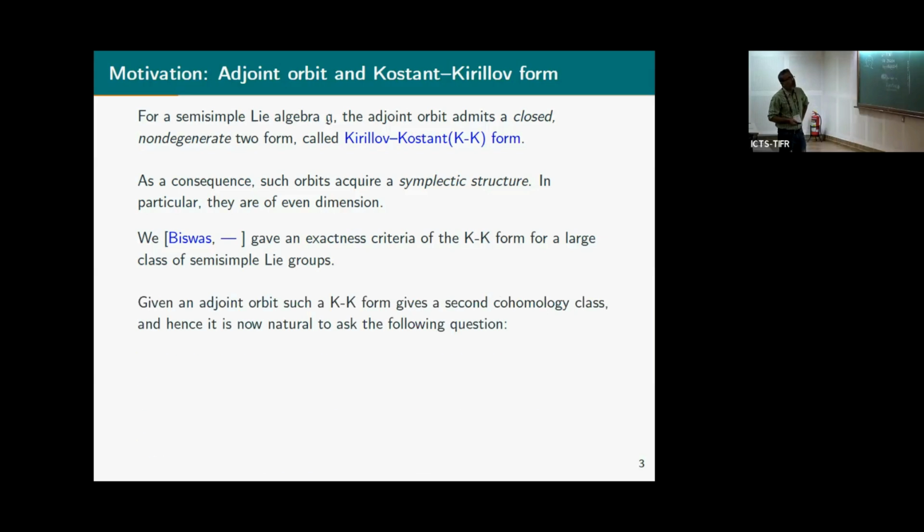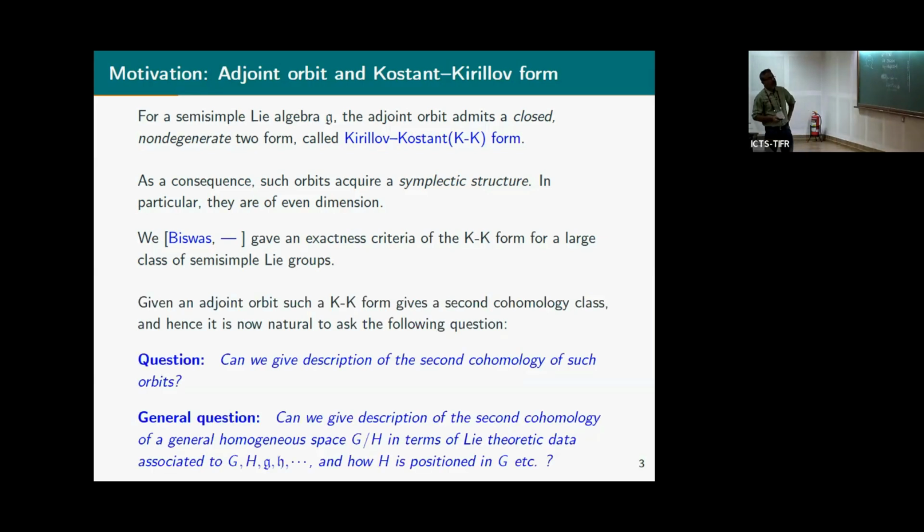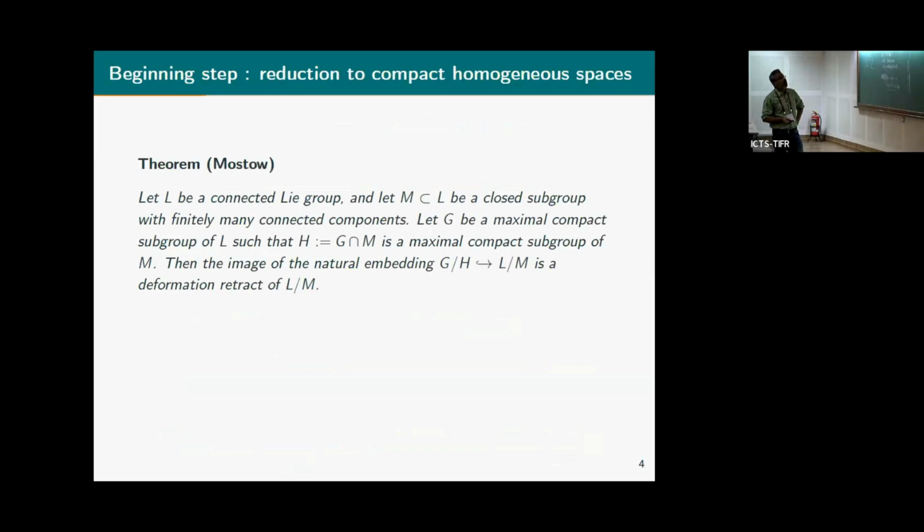Okay. So here is the question. Can you give a description of the second cohomology of such orbits? And of course, more generally, can you give a formula for the second cohomology groups for G mod H in terms of Lie theoretic data, G, H, and how H is positioned inside G? Of course, I'll talk about how much we know, what are the classical results that we know, and what is our work.